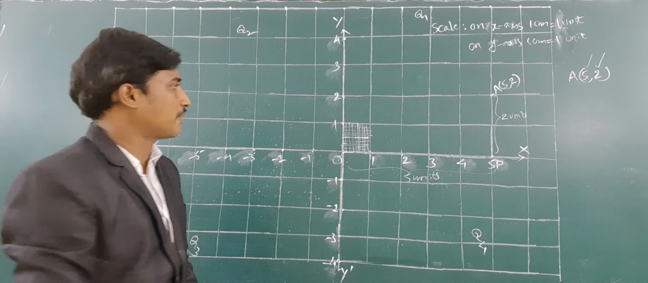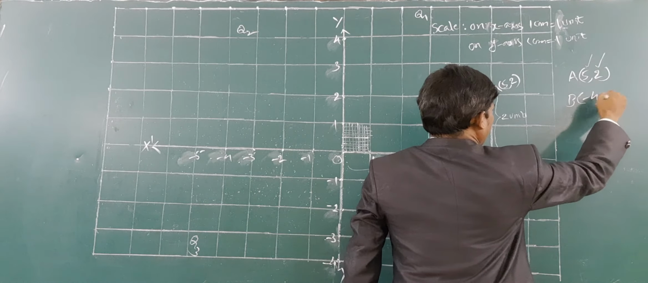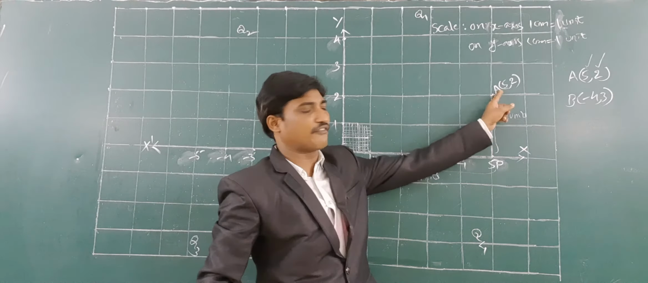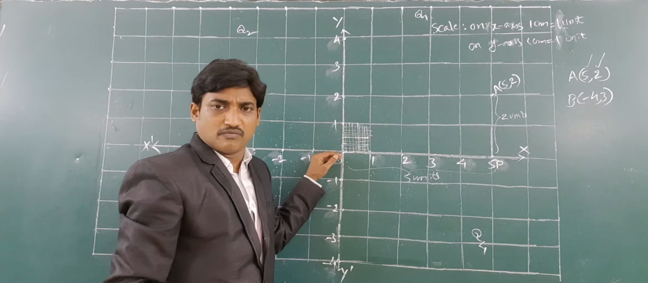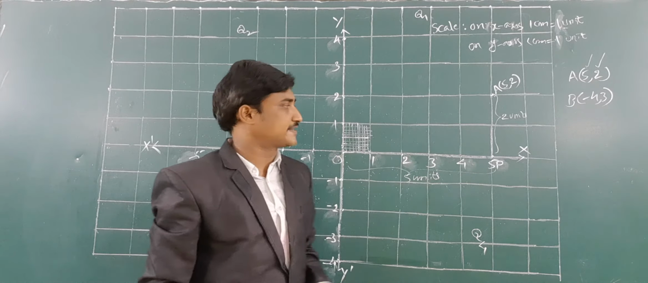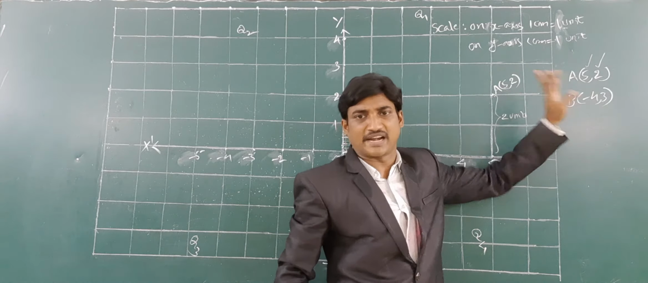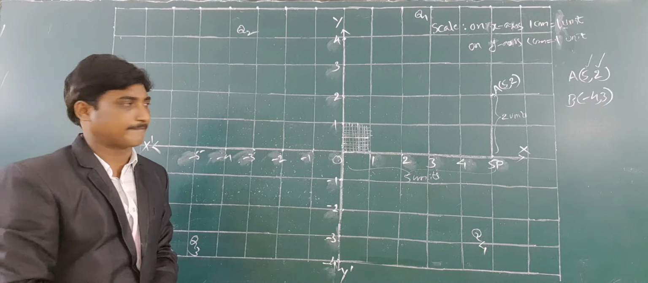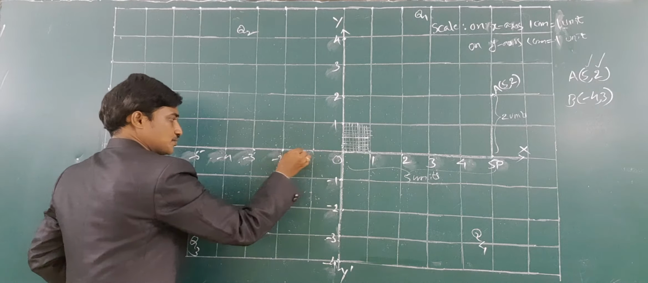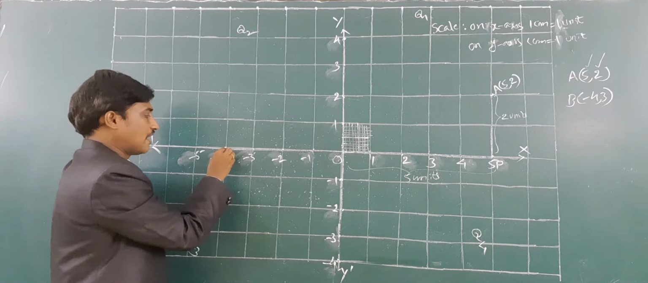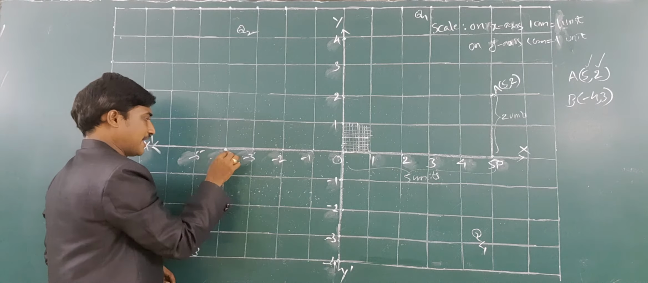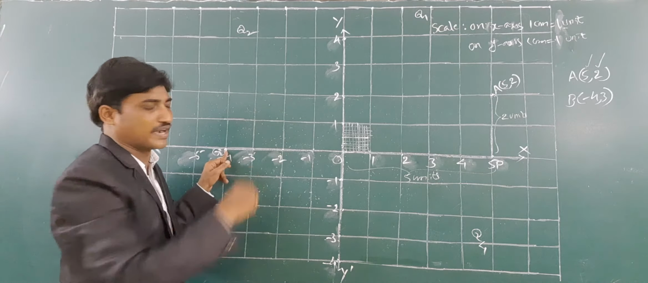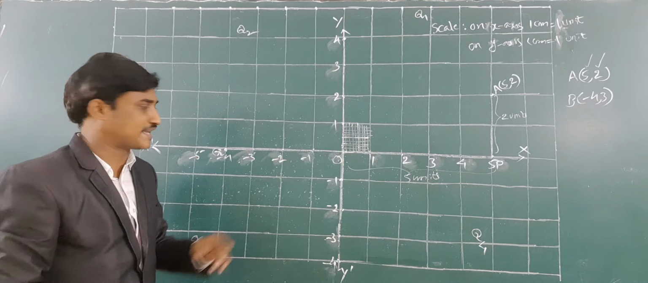Now let us know the position of the point (-4, 3). Let us plot the point (-4, 3). As the first coordinate minus 4 is negative, starting from O, move towards the negative x-axis, OX dash, 4 units: 1, 2, 3, 4. After that, let me take this point as Q.